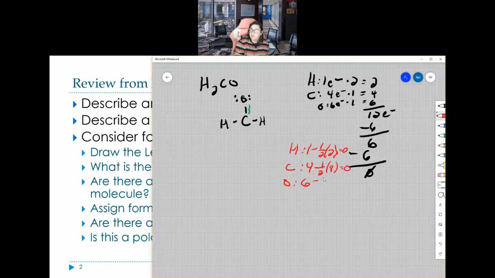Oxygen should have 6. I subtract half of the bonds, 2, 4, minus the 2, 4 for the lone pairs, and that gives me 0 on that as well. So I have no formal charge on this. Everybody who can have an octet has an octet. Everybody who wants a duet has a duet. So that's my structure that we're talking about there. Formaldehyde has that particular structure.